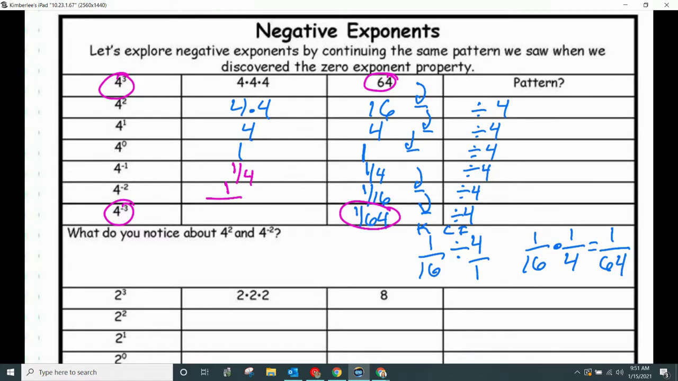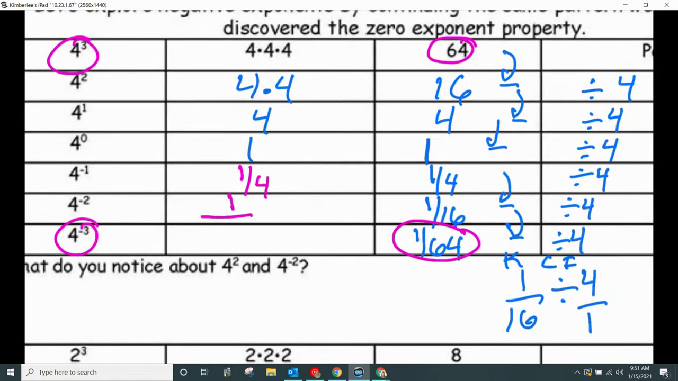4 to the negative 2 is the same thing as saying 1 over 4 times 4, because 4 times 4 is 16. And 4 to the negative 3 is the same thing as saying 1 over 4 times 4 times 4. So what we are seeing here is that it's like you're taking the negative power and moving it to the bottom and making a fraction. Because isn't 1 over 4 times 4 times 4 the same thing as 1 over 4 cubed? It is, isn't it?